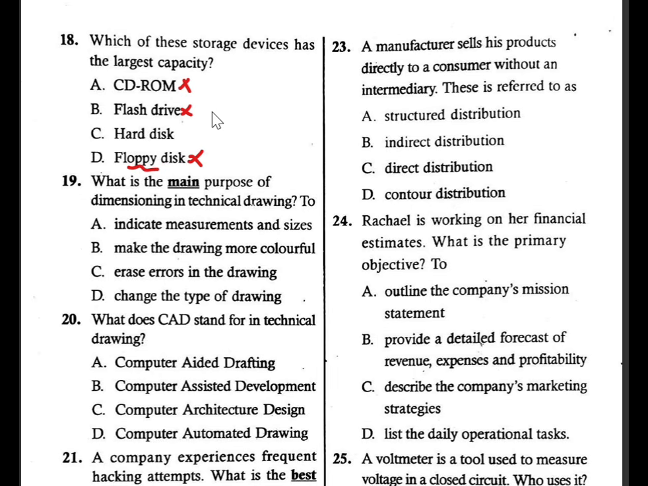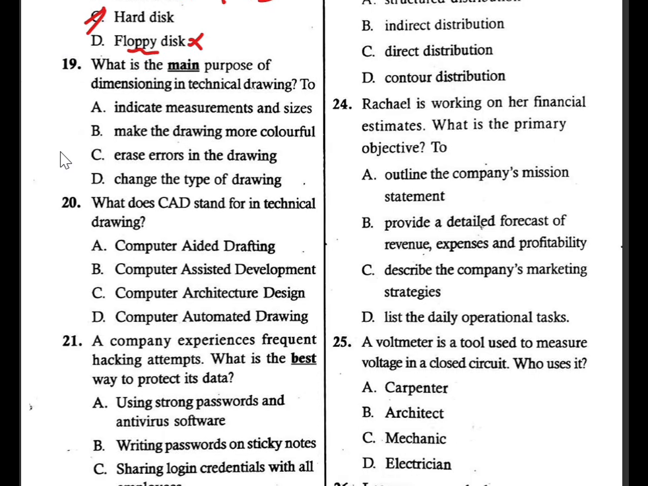They go up to 1 terabyte. So 1 terabyte means it is 1000 gigabytes. So we have 1 terabyte. Number 18, the answer is C. The storage device with the largest capacity is a hard disk. So 18, the answer is C.